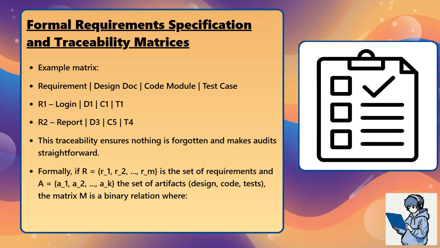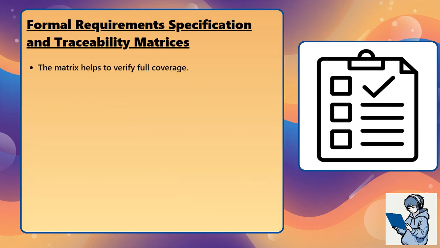Formally, if R equals {R_1, R_2, ..., R_m} is the set of requirements, and A equals {A_1, A_2, ..., A_k} is the set of artifacts, design, code, tests, the matrix M is a binary relation where M of R_i, A_j equals 1 if A_j satisfies R_i, 0 otherwise. The matrix helps to verify full coverage.